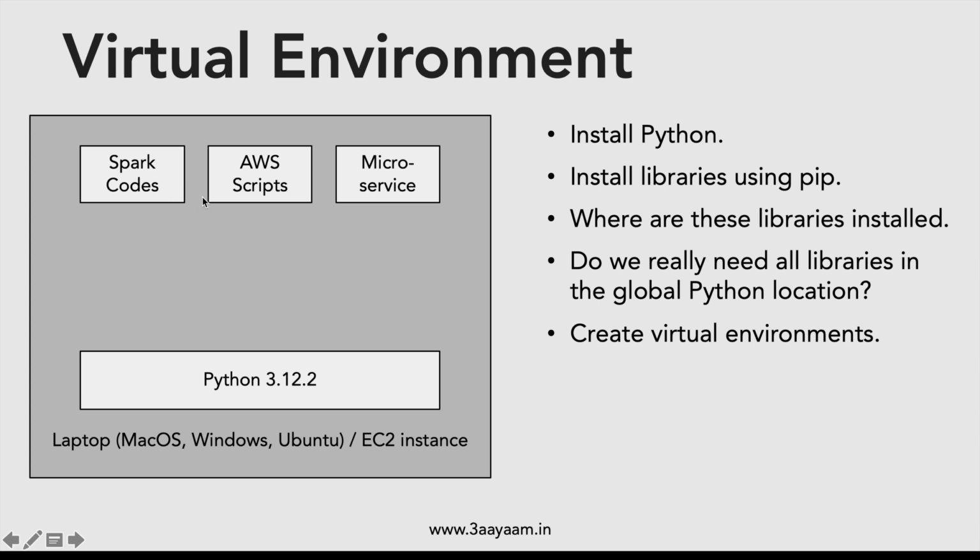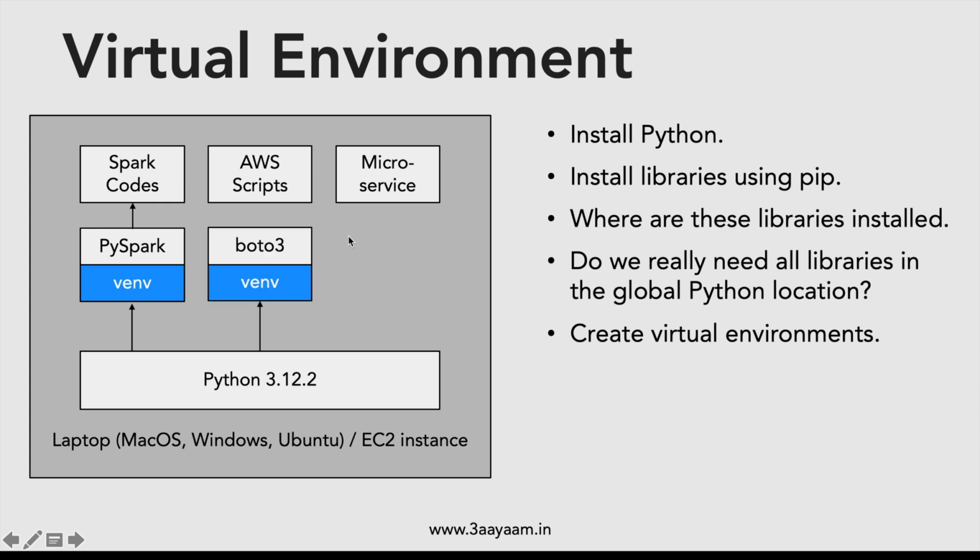So Python gives us an option to create something called a virtual environment. So what do we do? We create a virtual environment, and this virtual environment would be linked to the main Python that we have installed, and then we can install the needed library and use that library in our codes. Now this virtual environment would be created inside of this folder where my Spark codes are. Same is the case with AWS scripts and microservices also. So I can create different virtual environments.